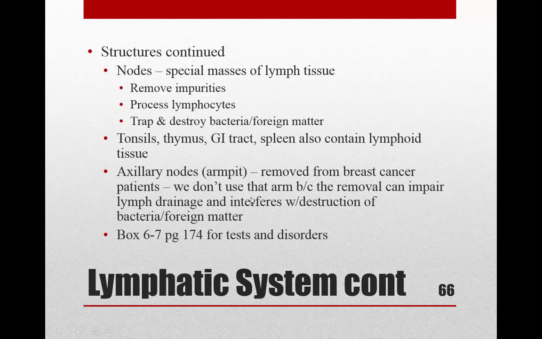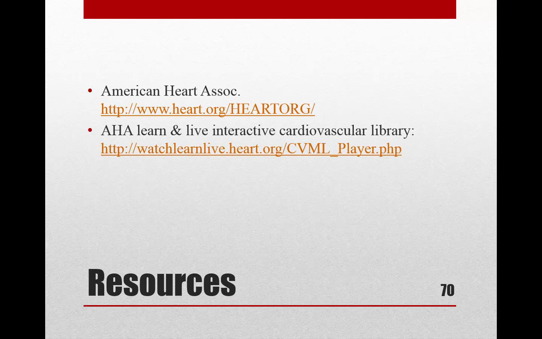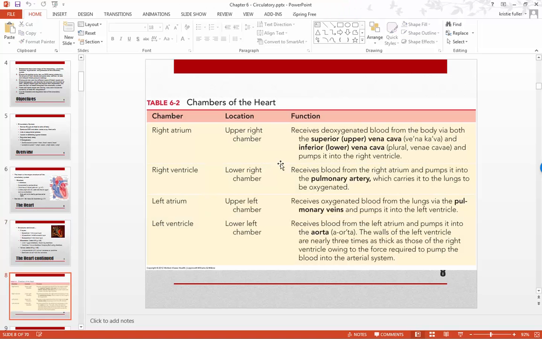This is important because this is why we don't draw blood from someone's arm when they've had a mastectomy, because most of the time they've removed these nodes from the armpit, and it can interfere with the lymph drainage and potentially interfere with the filtering of bacteria and foreign matter. All right, you guys will talk about this case study in class and the questions and the answers to that, and you can go look at some of the other things on your own time. All right, and that's it.